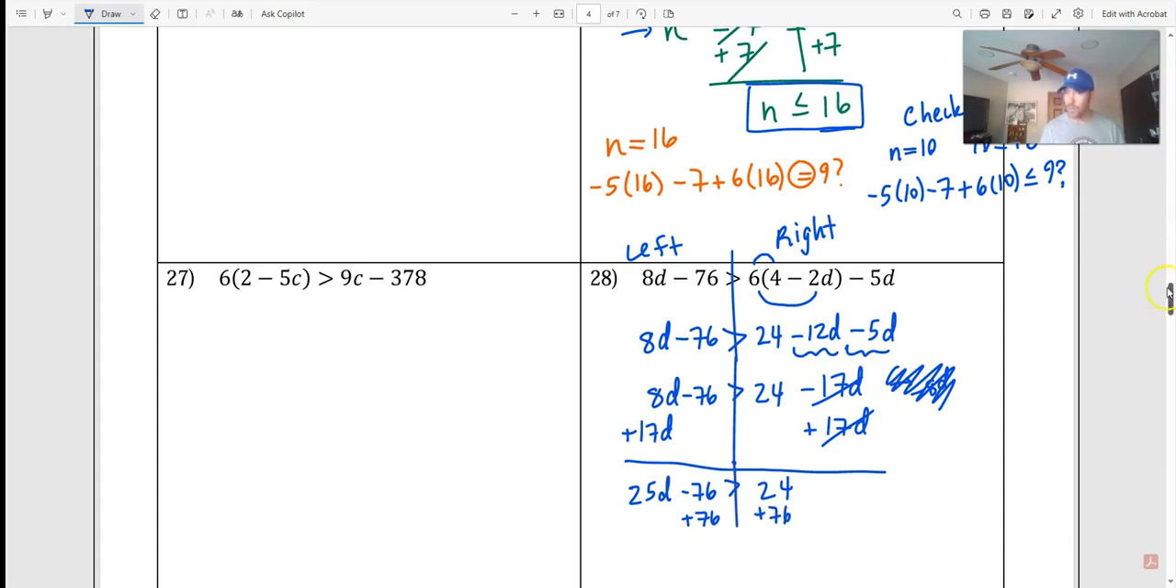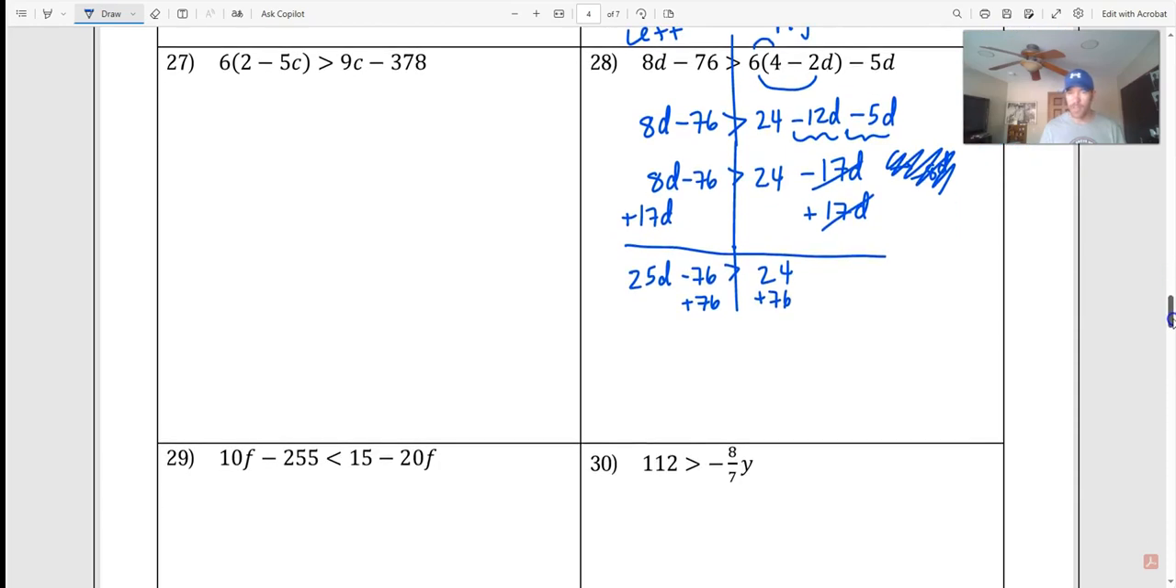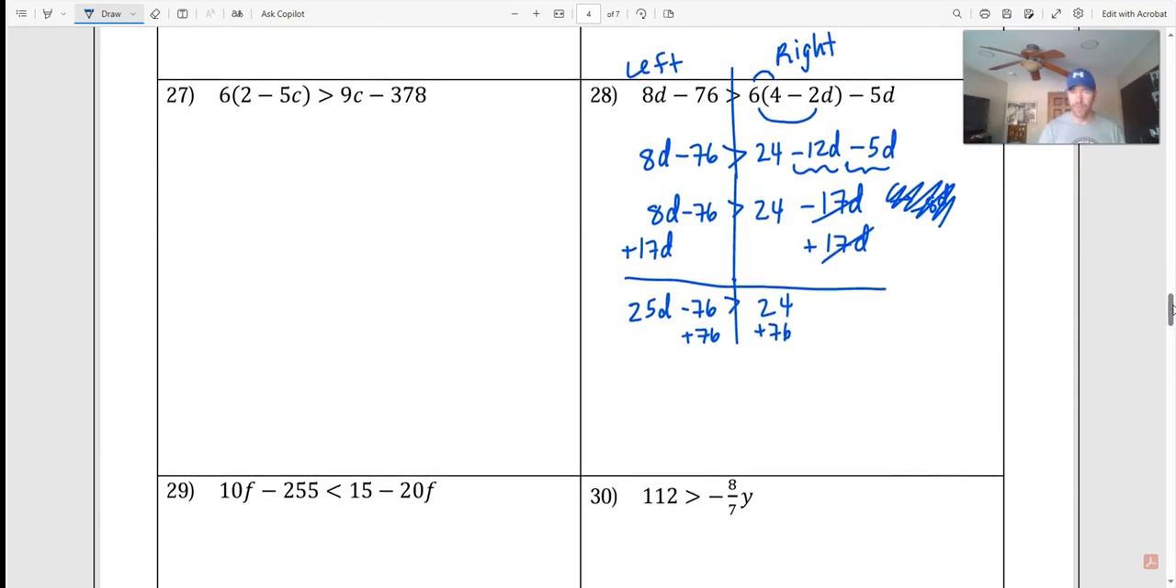You got to scroll down a little bit. And we're going to divide by 25. So those would cancel. 25d is greater. By the way, I have not at this point multiplied or divided both sides by a negative, so I haven't flipped. This comes out to 100. And I'm dividing by a positive.